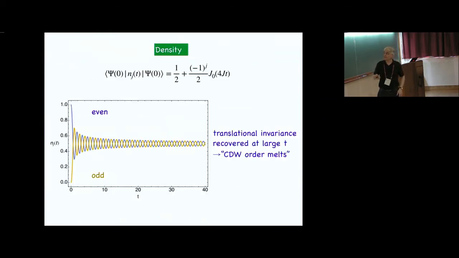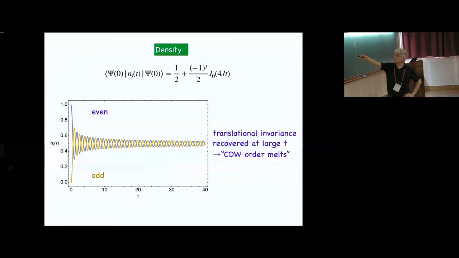Now another thing we can look at is the time evolution of observables, so of local operators. One particular one would be the density of fermions at site j as a function of time.